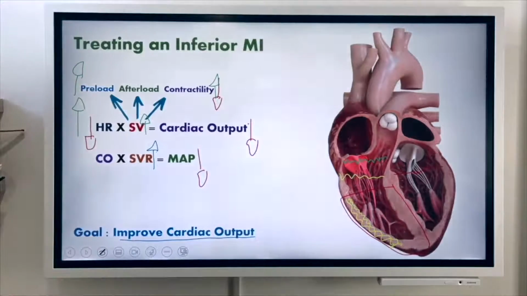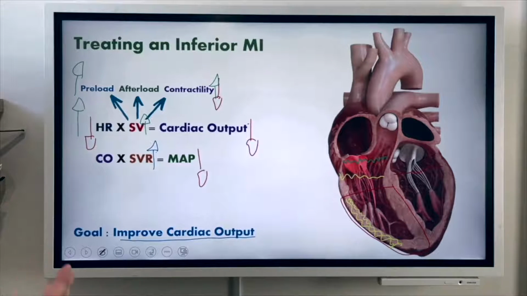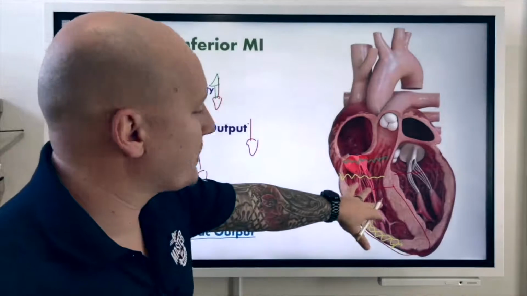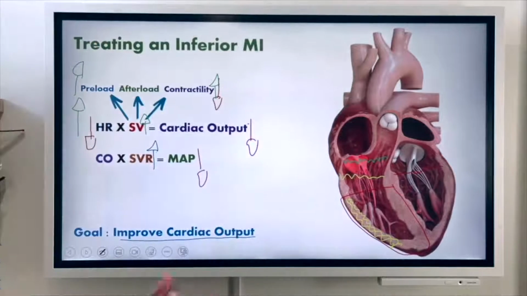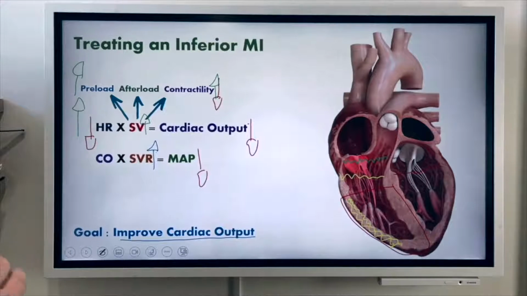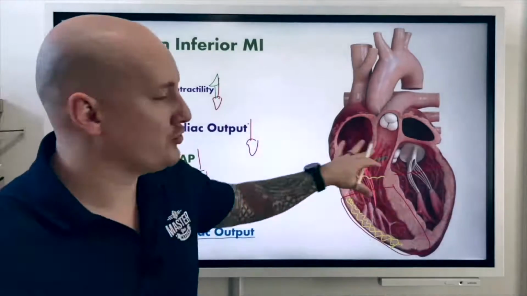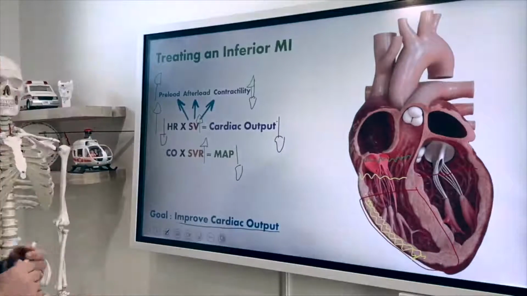Okay, so those are the things that we're going to start off with when it comes to inferior myocardial infarction in order to solve this problem. Obviously, our first lines are giving oxygen, and we're going to give ASA, but we're going to look at really giving fluids in order to solve the problem that we have here.